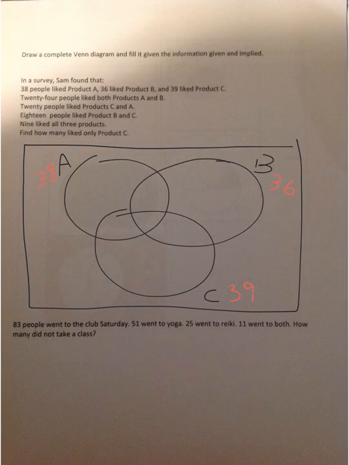Now we have a triple Venn diagram where Sam found that 38 people liked product A, 36 liked product B, and 39 liked product C. So go ahead and pause it and see how you do as you complete this Venn diagram.